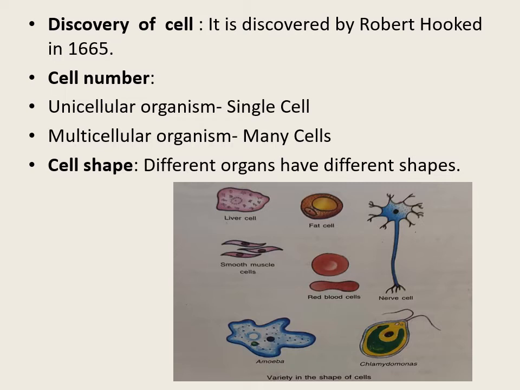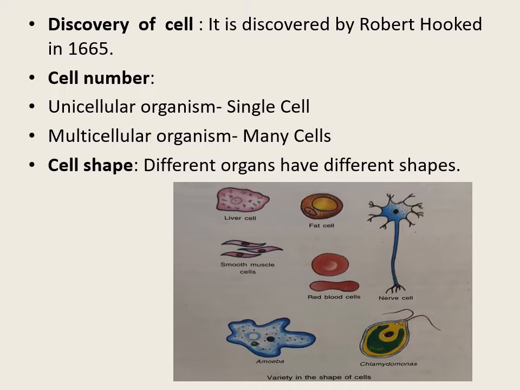The cell was first discovered by Robert Hooke in 1665 with his self-made microscope. He kept the cork from the bark of a plant under his microscope, and he observed that the structure is like a honeycomb. It means there are lots of compartments in that structure.